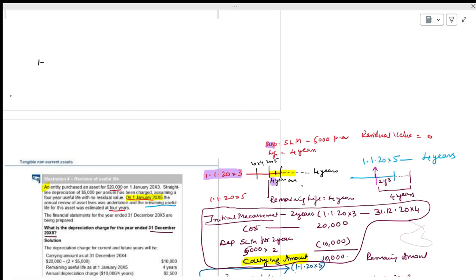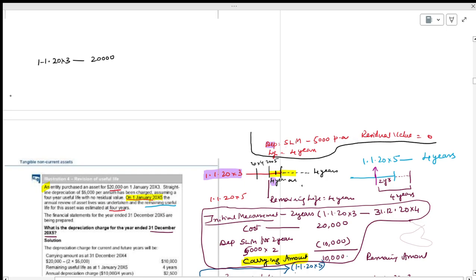When they have purchased it is 1/1/2003. Are you clear about this? When they have purchased it, 20,000. Now, this is the depreciation they have mentioned. Are you clear about this? Yes, it's clear. Okay, fine. Now, depreciation till 31st December 2003 is 5,000. So 15,000 is there. This 15,000 is called the carrying amount.